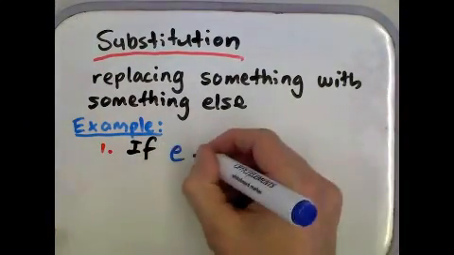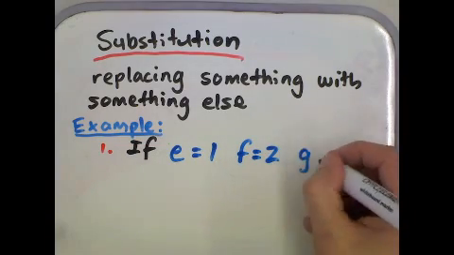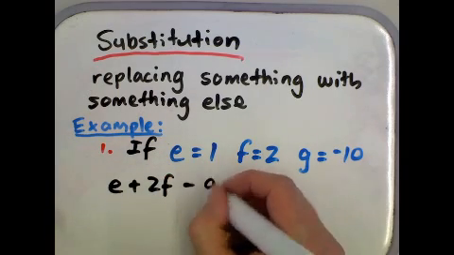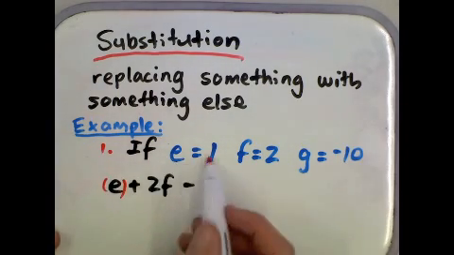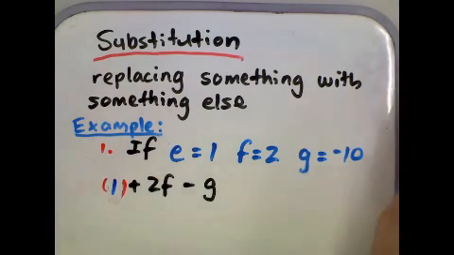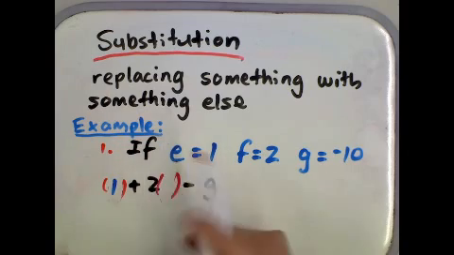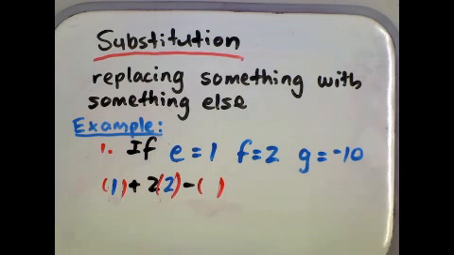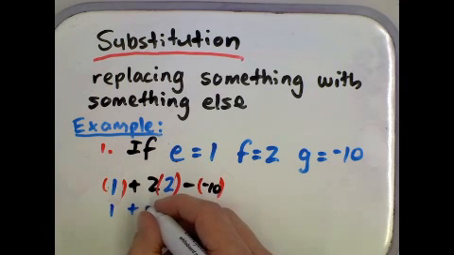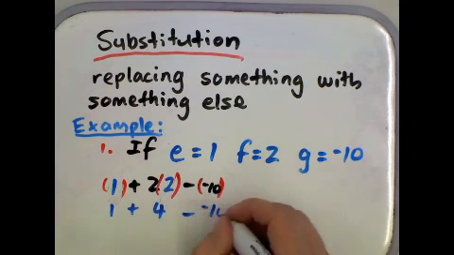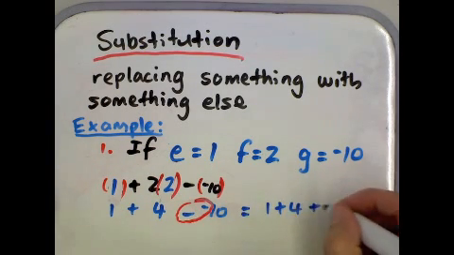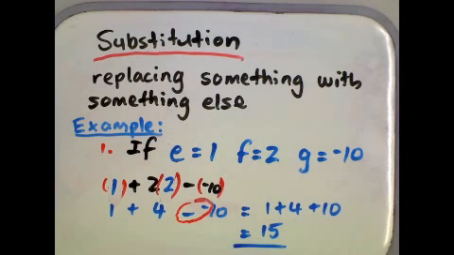Alright, now what happens if we have more than 2 letters? Let's say e equals 1, f equals 2, and g is equal to negative 10. Sometimes we can get as many letters as we want. So let's look at this example: e plus 2f minus g. Replace e with 1, replace the f with 2, and replace the g with negative 10. Again, we've got to be careful with our negatives. We've got to be good with our directed numbers, that's adding and subtracting numbers. So we've got 1 plus 4, as 2 times 2 is 4. Minus and a minus. Now remember, subtracting away a negative becomes a positive.